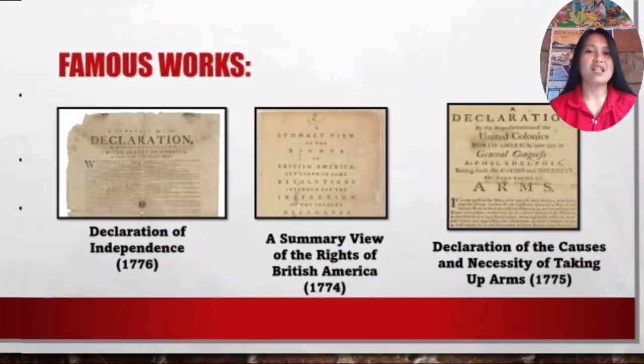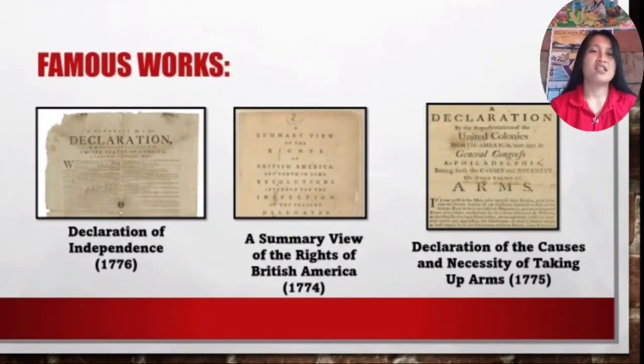So his famous literary works are A Summary View of the Rights of British America in 1774, The Declaration of the Causes and Necessity of Taking Up Arms in 1775, and the Declaration of Independence in 1776, which is his primary work during the Revolutionary Age.